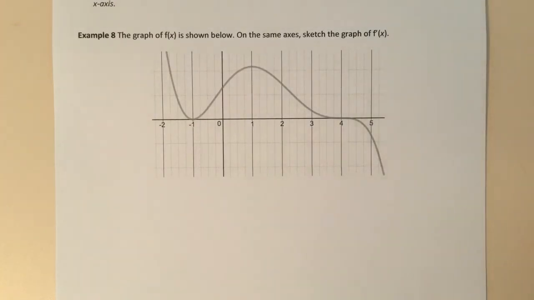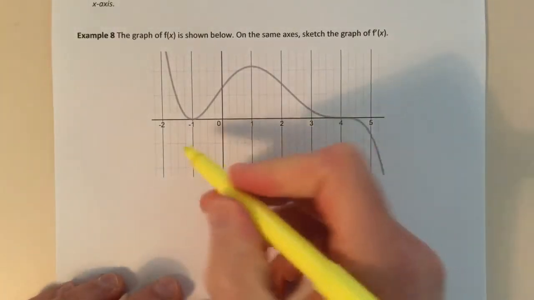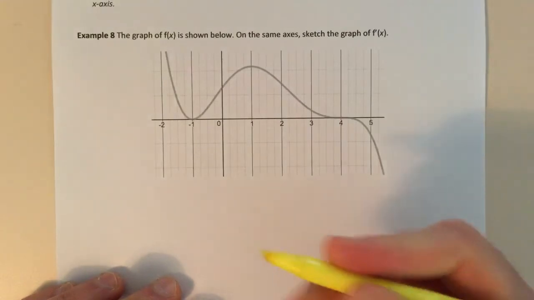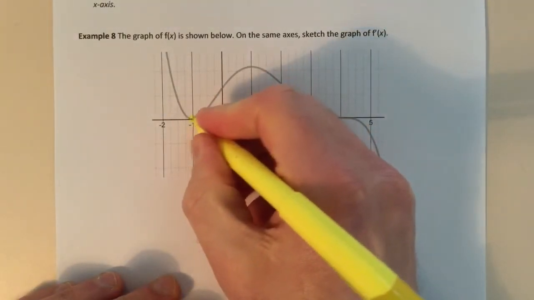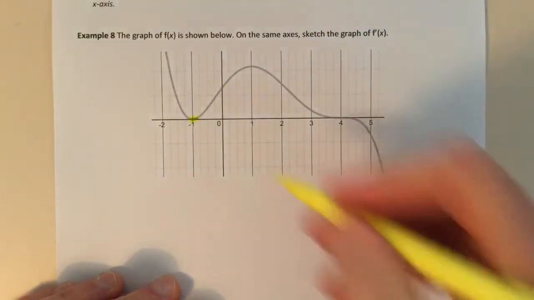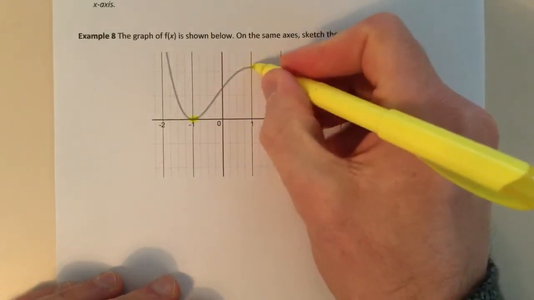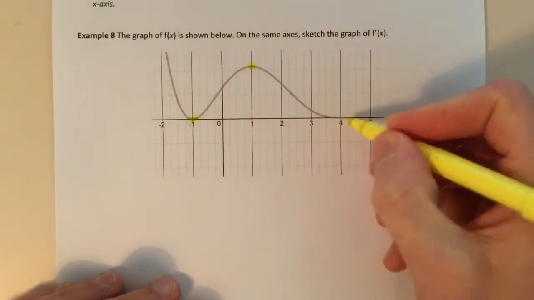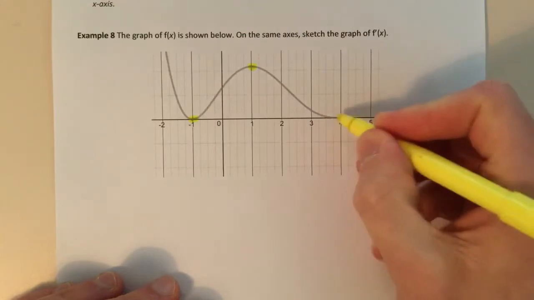I think it's always a good idea to look first for the stationary points, and I'm going to color the stationary points in yellow here. We've actually got three of them on this graph. We've got a stationary point when x equals -1, a stationary point when x equals +1, and a stationary point over here, a stationary point of inflection at x equals 4.